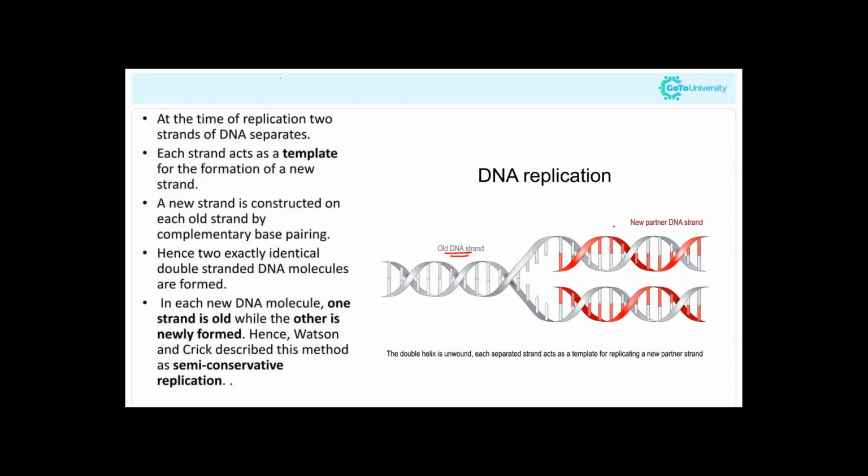Okay. So we have the new partner DNA, that means the newly synthesized DNA we can see here. And in that you can see that one is the newly synthesized one and one is an old DNA strand, that is a parent strand. That is what semi-conservative replication is. So in each new DNA molecule, one strand is old while the other is newly formed. Watson and Crick described this method as semi-conservative replication.